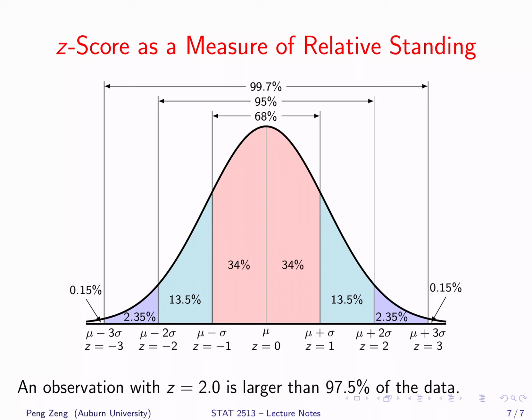In the previous slide, we calculated two z-scores, negative 1.77 and 0.62. We can locate negative 1.77 and 0.62 in this graph to get their relative standing.